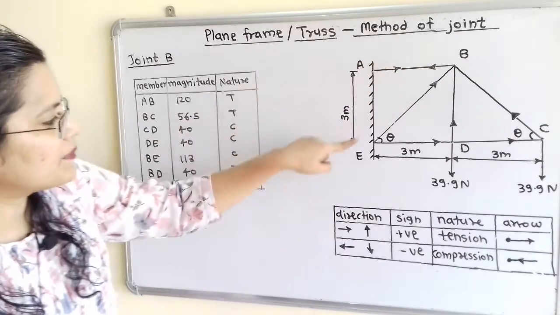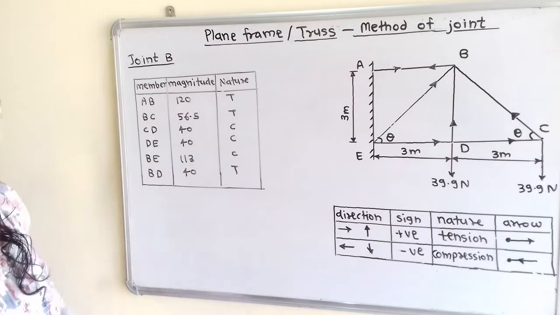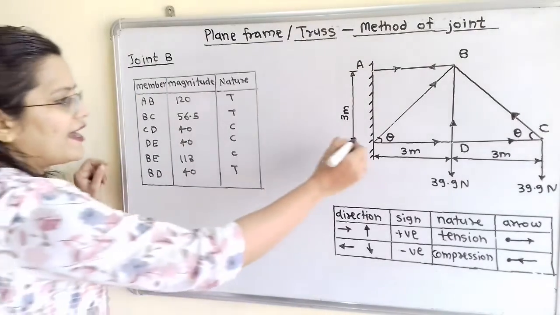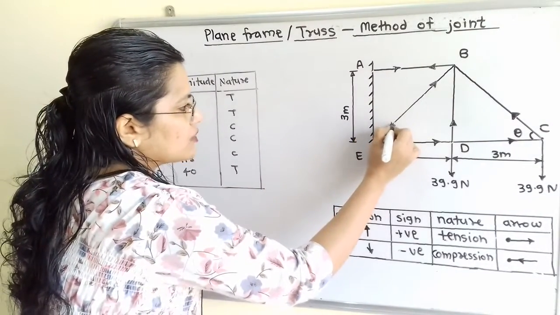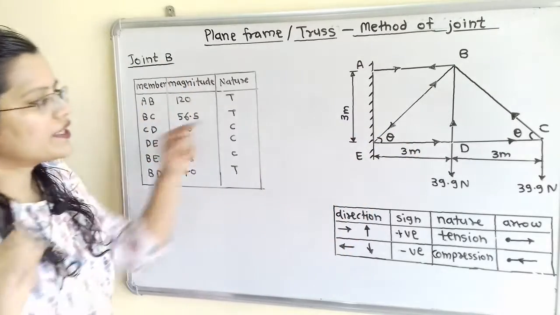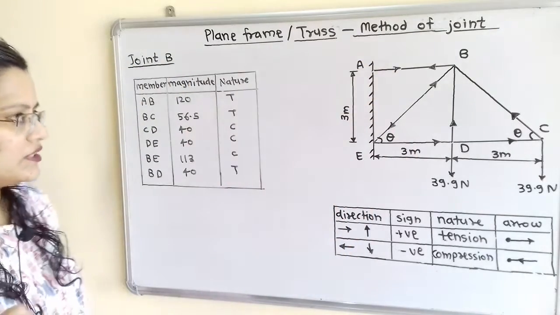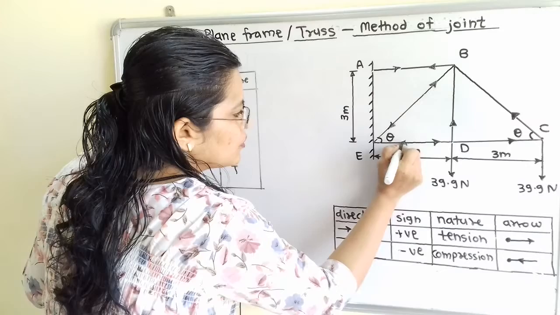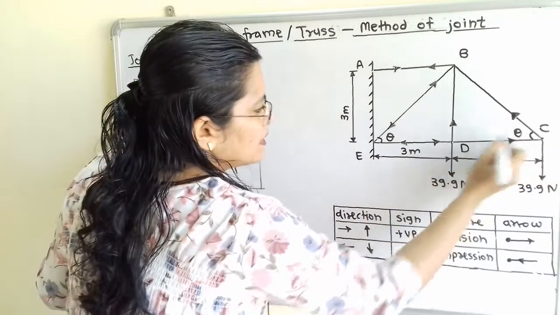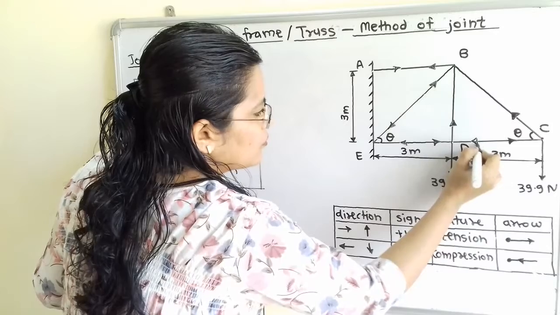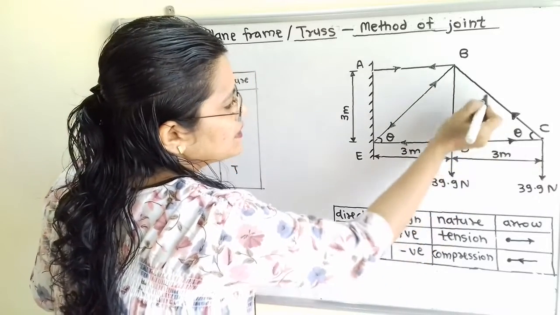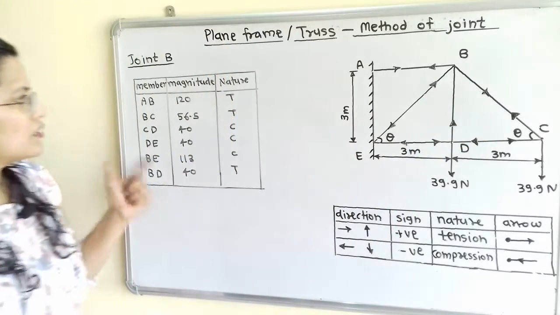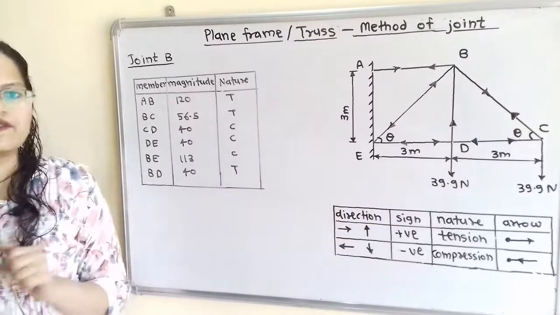In the same way for BE, so BE is having compression nature, and for compression we have to show arrow towards the joint. So at the joint E, we have to show direction of arrow towards the joint. So here also if we observe, direction is opposite. So we will complete for each member. So for member ED, we will show here. So for member DC, we will show arrow in opposite direction, and for member BC, we have to show arrow. So this table and this diagram is the final answer.